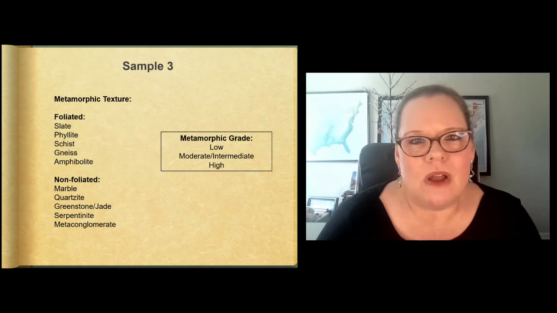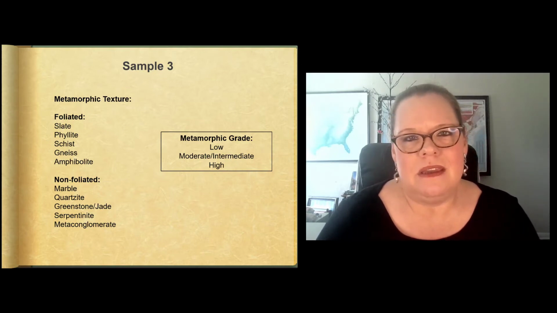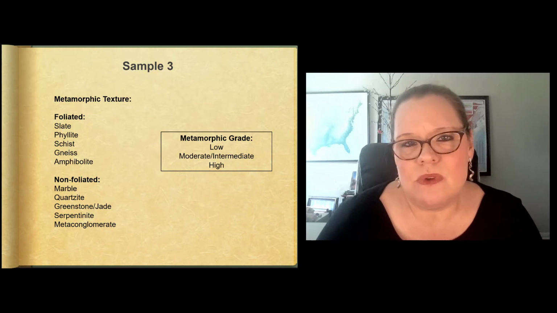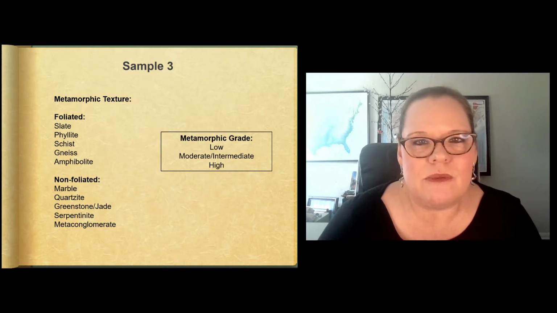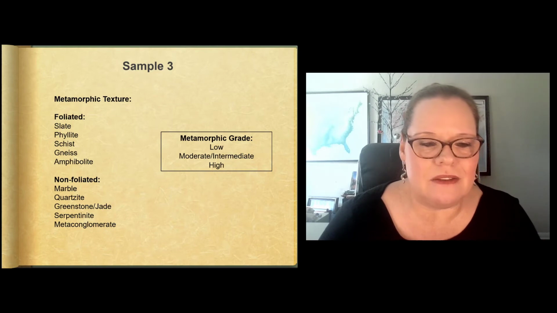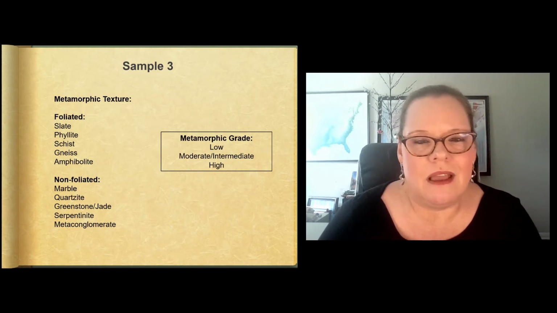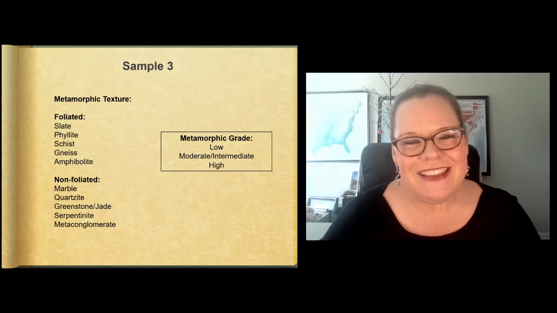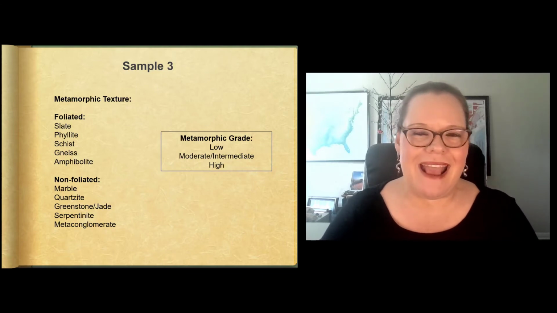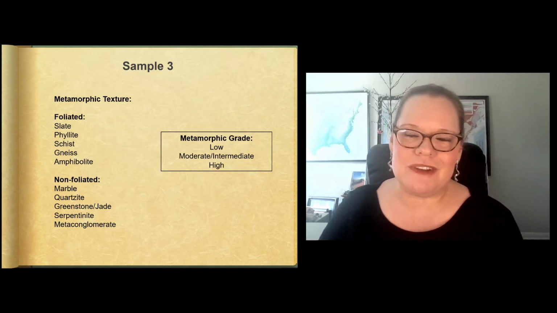Marble's parent rock will always be limestone or dolostone. Quartzite always has a parent rock of quartz sandstone. Greenstone comes from a very specific type of groups of rocks. Same thing with serpentinite, and obviously metaconglomerate comes from conglomerates. So you've got to have that foundation in order to move into metamorphic rock.